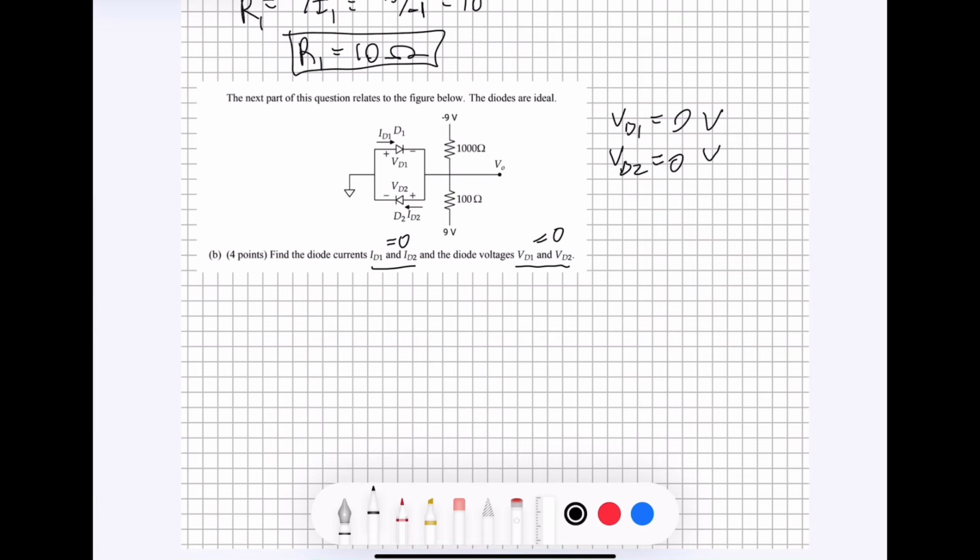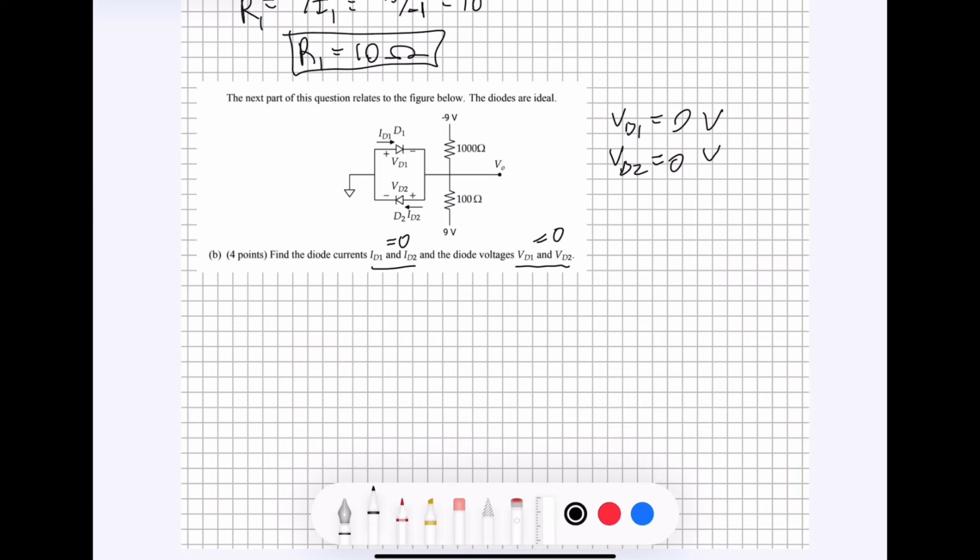All right, now that we've determined this, we know that 3 out of our 4 answers are going to be equal to 0. That makes it easier to solve for our very last diode current. As of right now, we don't know which diode current it is, whether it's ID1 or ID2, but we know that one of them has a possibility of being non-zero.